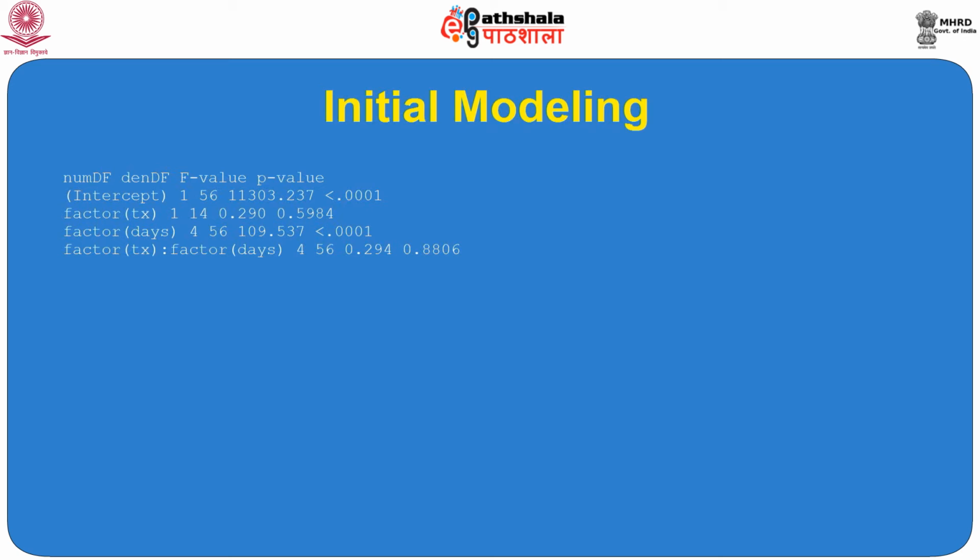For factor Tx, that is considered as a fixed effect, that is not changed for any individuals from the start day to the last follow-up visit, they are given the same treatment. That regression coefficient was obtained as 0.290, with p value 0.5984, and for the factor days the regression coefficient came as 109.537. Again it has significance, p value 0.0001, and the interaction between Tx and days is coming as 0.294 with p value 0.8806.